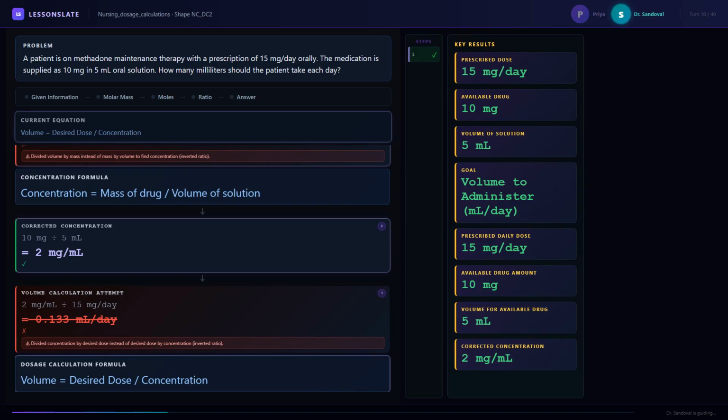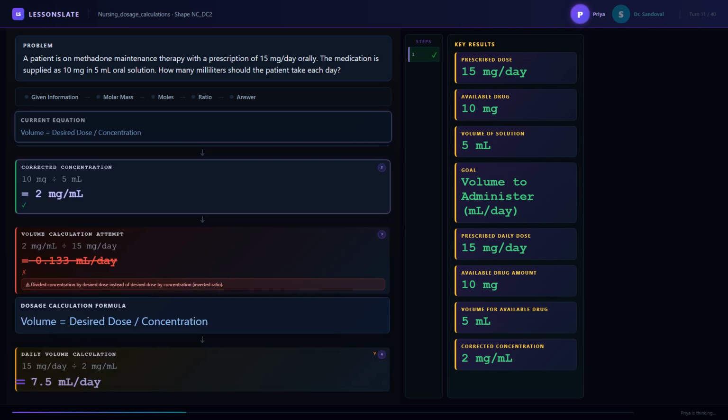Try that division again. Oh, I keep mixing that up. Okay, so I need 15 milligrams, and I know there are 2 milligrams in every milliliter. So if I divide 15 milligrams per day by 2 milligrams per milliliter, that should give me 7.5 milliliters per day. Is that finally it?